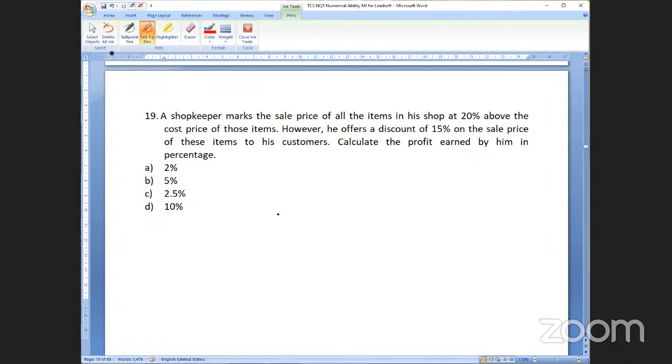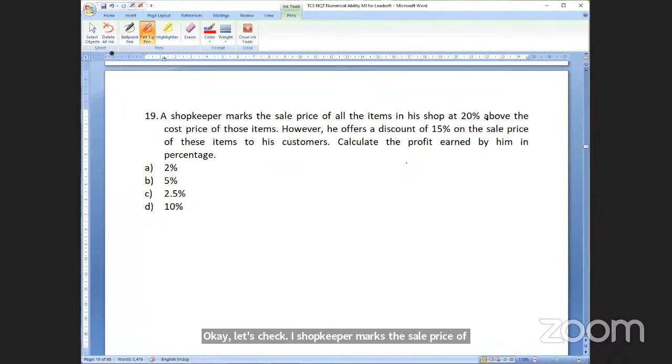Okay, let's check. A shopkeeper marks the sale price of all the items of his shop at 20% above the cost price. So if cost price is 100, marked price is 20% above the cost price. That means it is 120. Marked price is what is printed on the label.